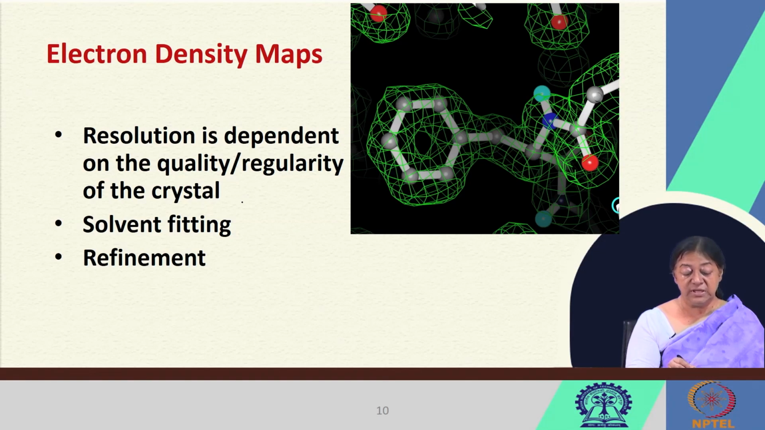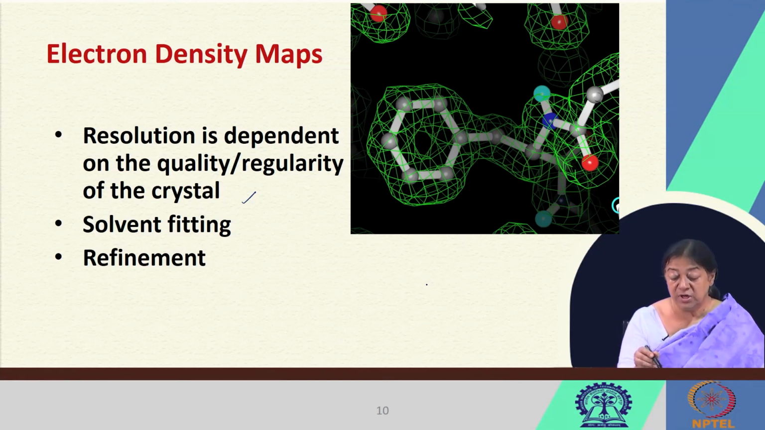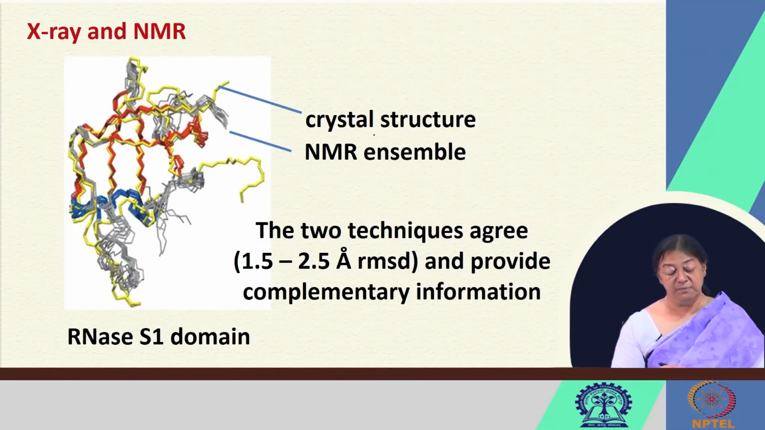So we have the resolution that is dependent upon the quality and the regularity in the crystal. There is solvent fitting, there is refinement, and this is a typical electron density map where, given the electron density, the specific atoms are tried to map to. So here what we see is a phenylalanine residue being mapped to the electron density. So from the diffraction pattern, we have the phases, we have the electron density map, we get the atomic model with constant refinement giving us a three-dimensional structure, and it is definitely not as easy as I make it sound.